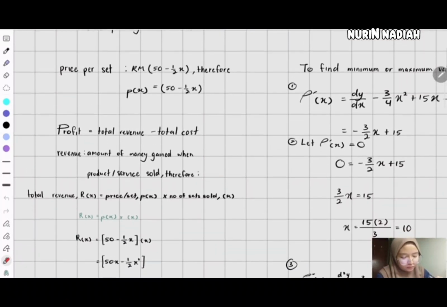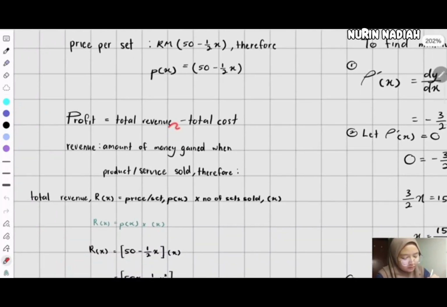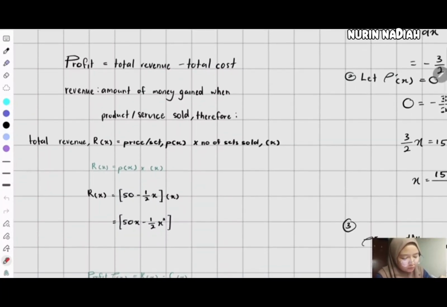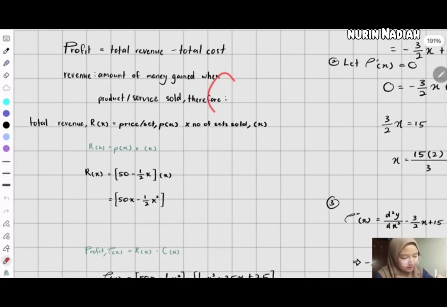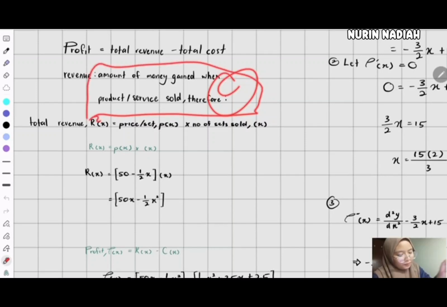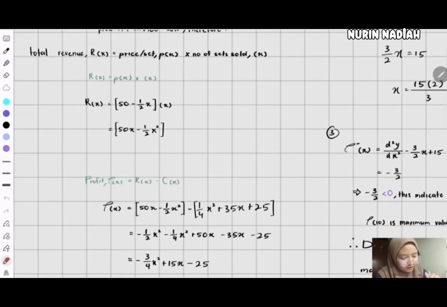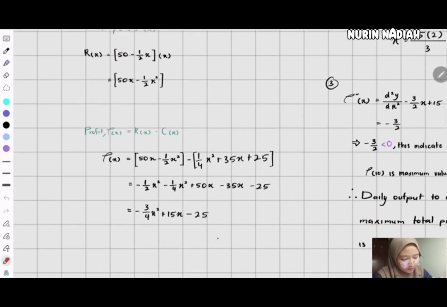So to calculate profit, we will use this formula, which is total revenue minus total cost. Revenue is the amount of money gained when a product or service is sold. As we can see here, the total revenue is price per set multiplied by the number of sets sold. So we get revenue equals 50x minus 1/2 x squared.